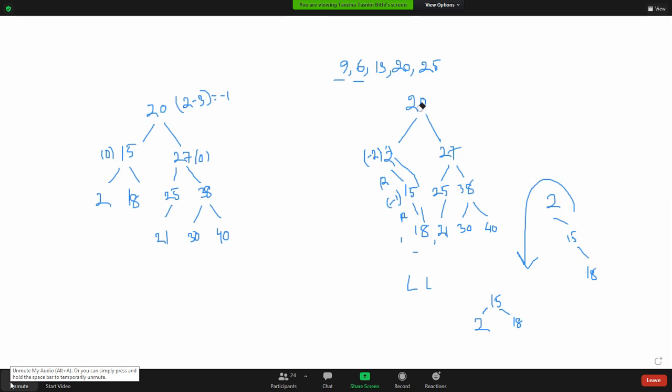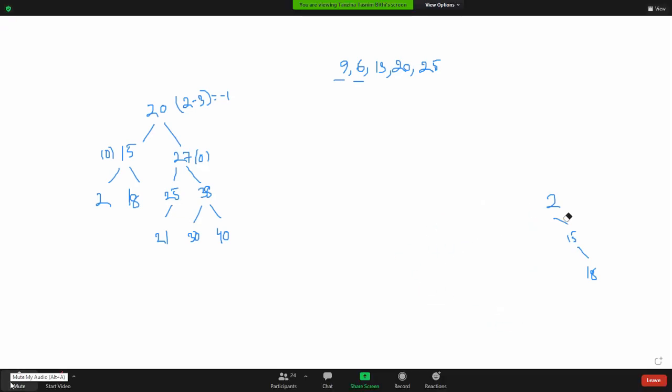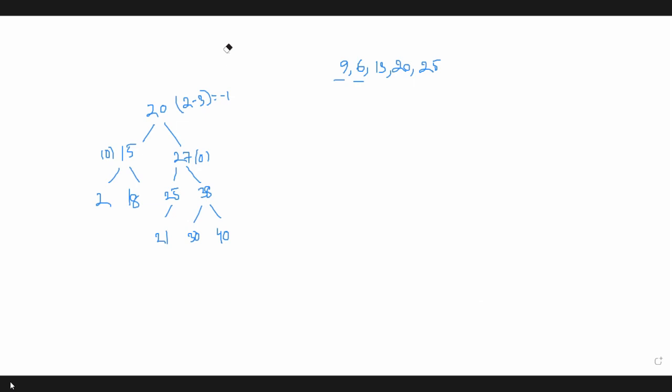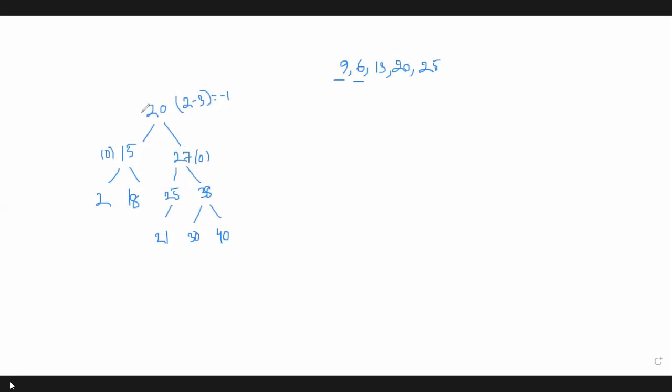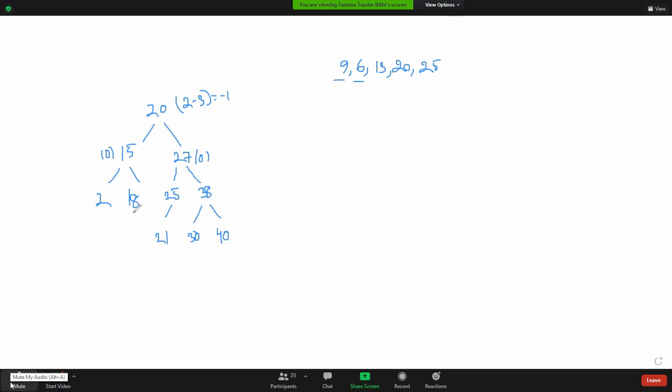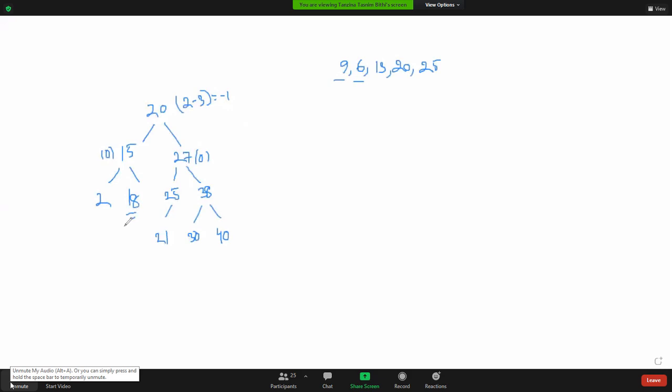Identify the position of 20 and how many children that node has. Where is 20? It's the root node. This is the left subtree for 20 and this is the right subtree. So 20 is a node with 2 children, so we can take a node from its left subtree or from the right subtree. If we want to take a node from the left subtree, which one should we choose? The largest one. 18 is the largest node, so we'll replace 20 by 18.